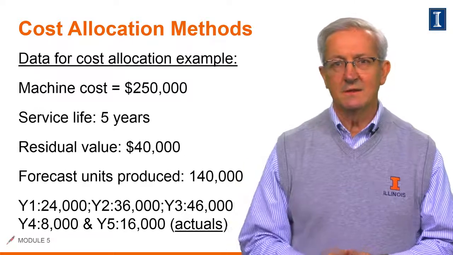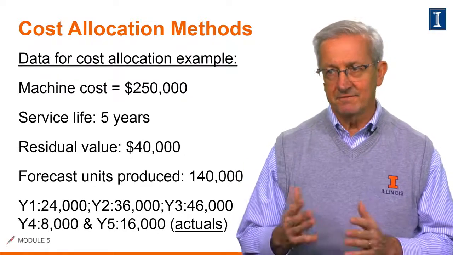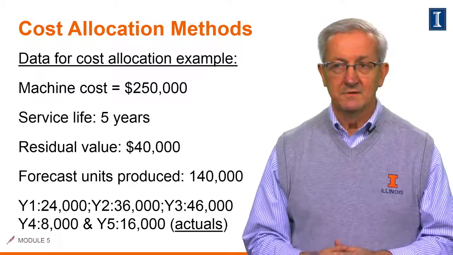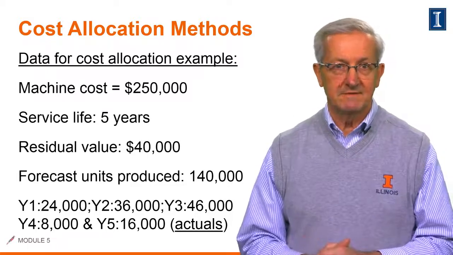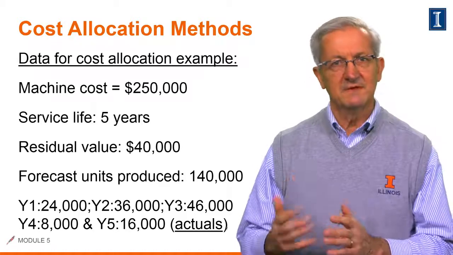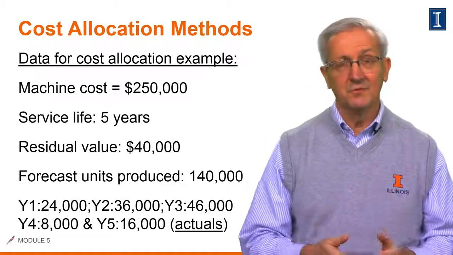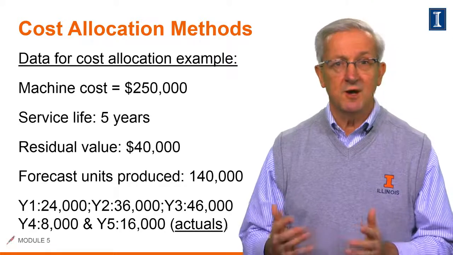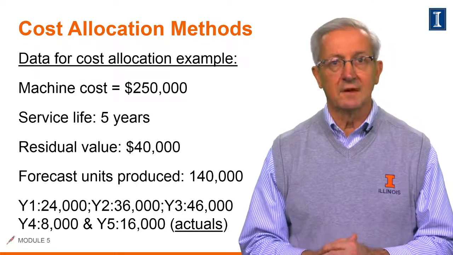So let's take a look at a cost allocation method example with the following data. You have a machine that costs you $250,000. The service or useful life is expected to be 5 years. And we think the residual value at the end of that 5 years is $40,000. We also think this machine will produce roughly 140,000 units throughout its life.